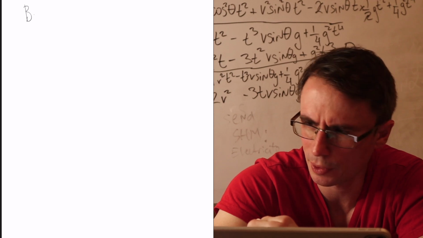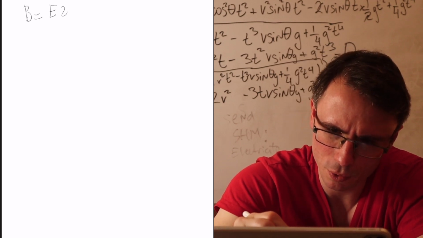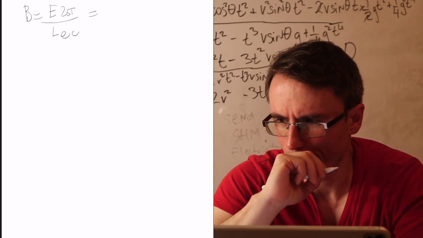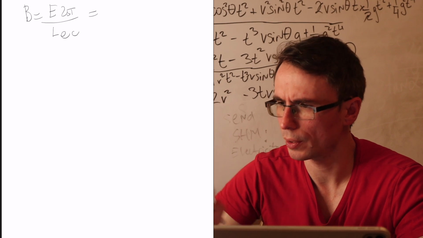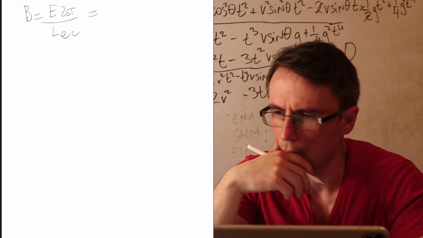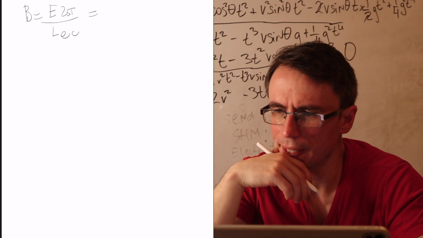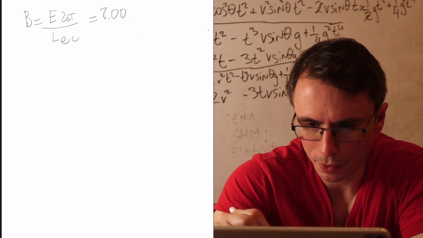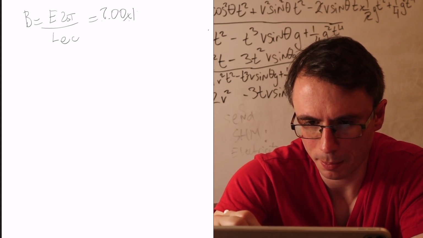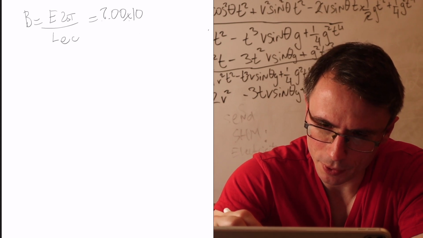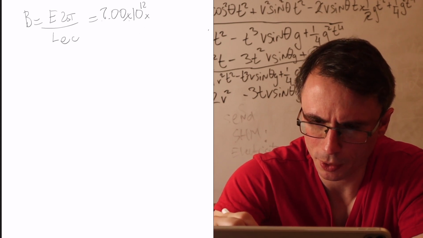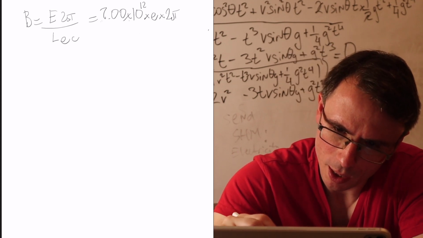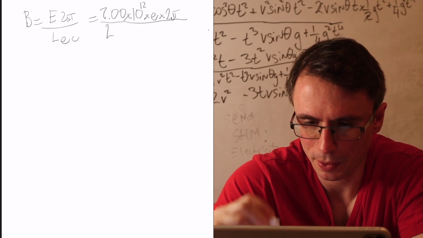So the expression was that B is equal to E 2 pi over LEC. Okay, now what was the energy of the proton that they want us to figure it out for? It's 7 tera electron volts. So that would be 7.00 multiplied by tera, which is 10 to the 12, multiplied by the elementary charge e, and then multiply this by 2 pi. Now, the elementary charge will end up cancelling in a second.